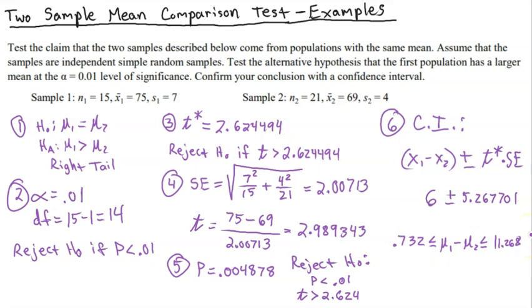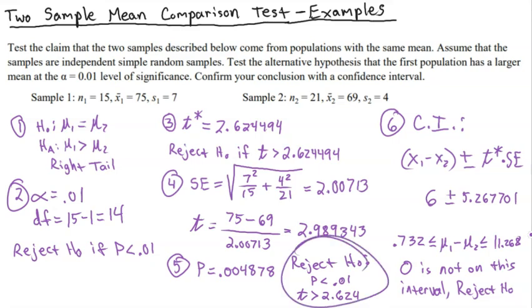Now, notice what is not on this interval. We have a positive number and a positive number. So, 0 is not on this interval. And since 0 is not on the interval, we reject H sub O, which is exactly what we did over here. We rejected H sub O. So the confidence interval has supported and confirmed our decision, okay?